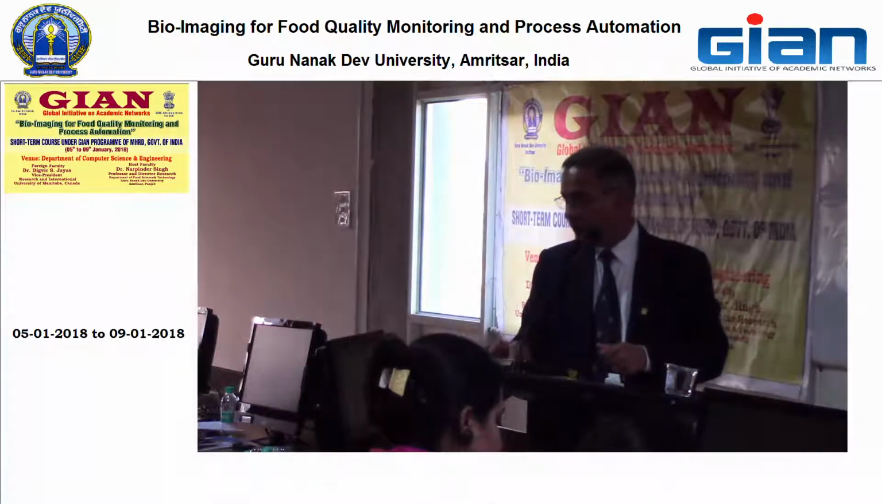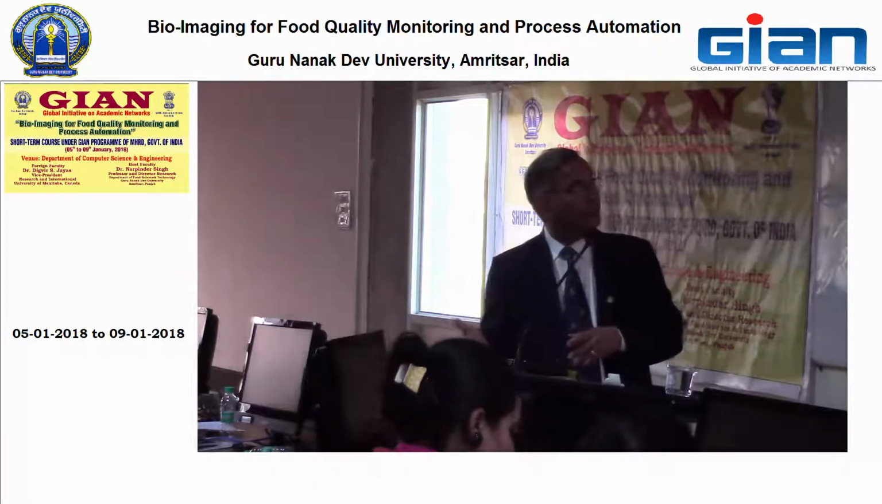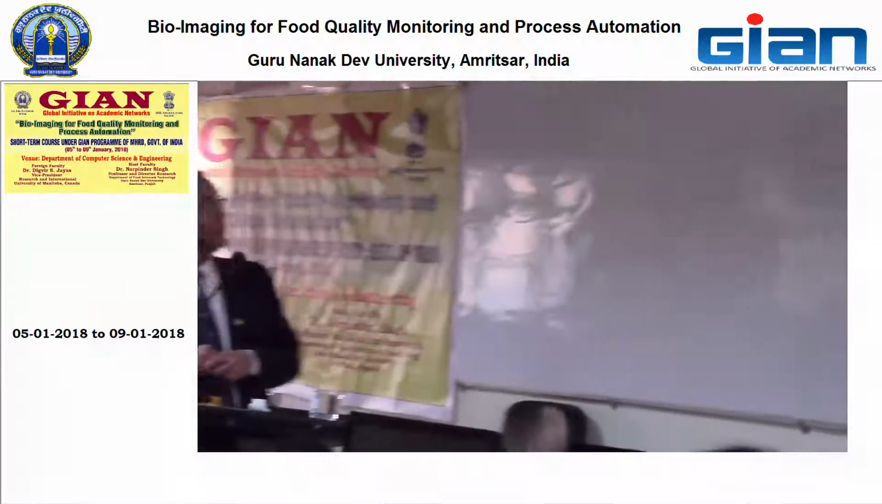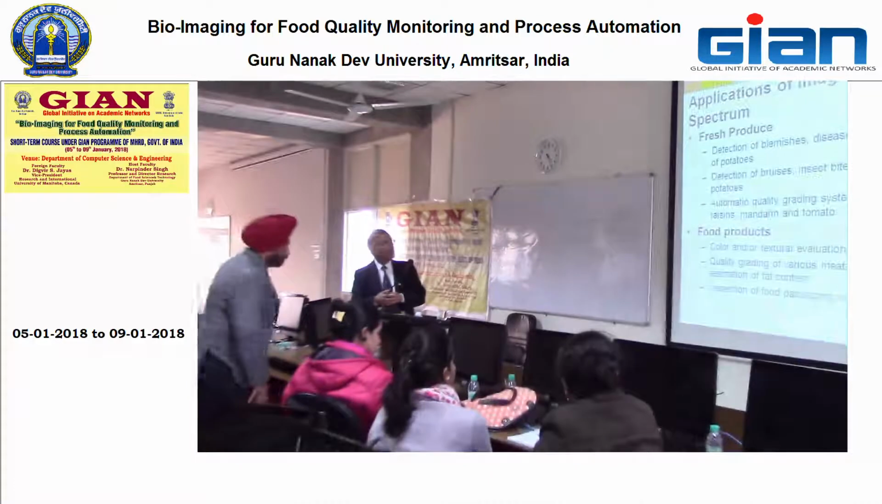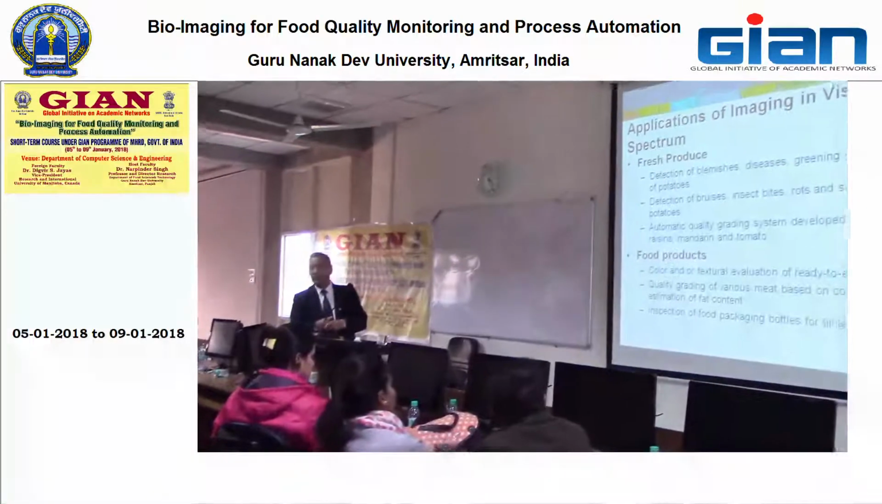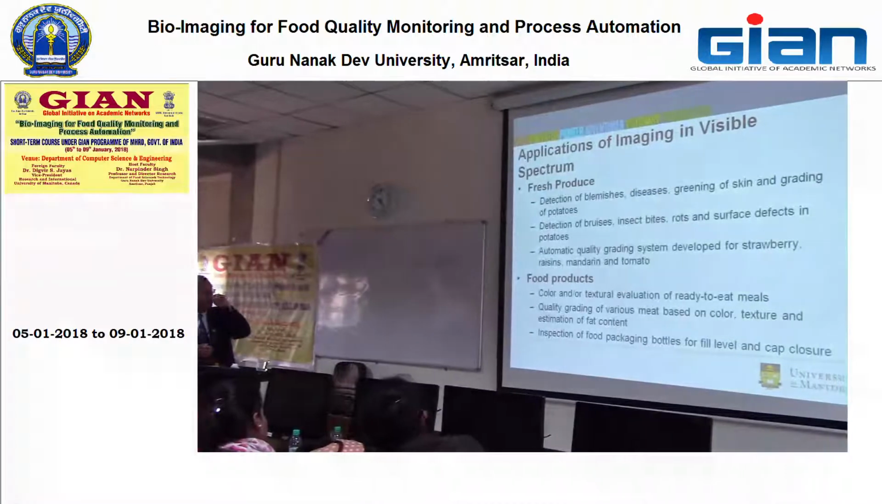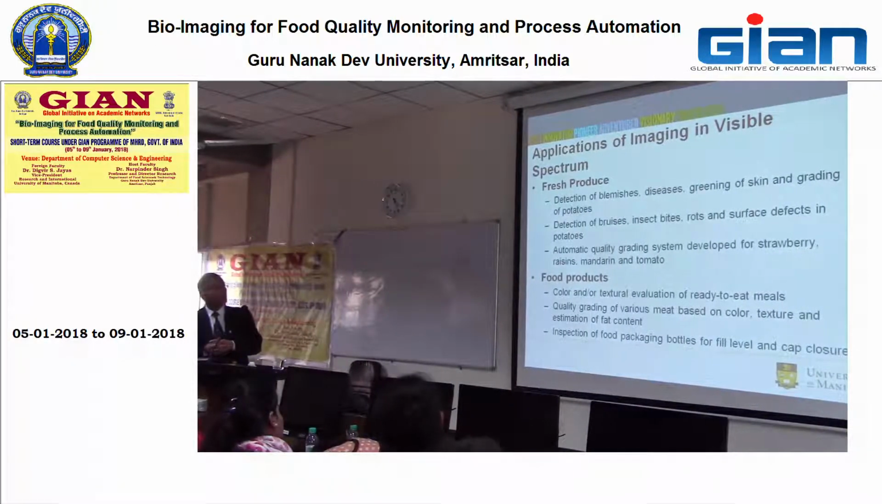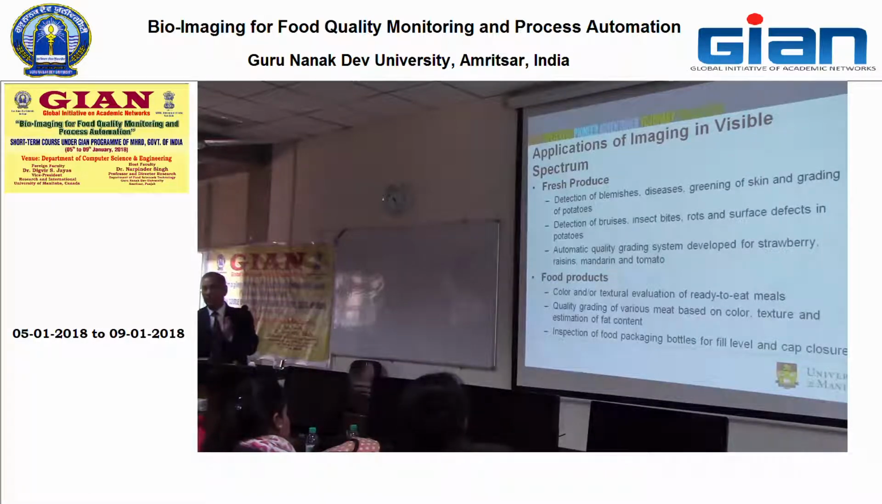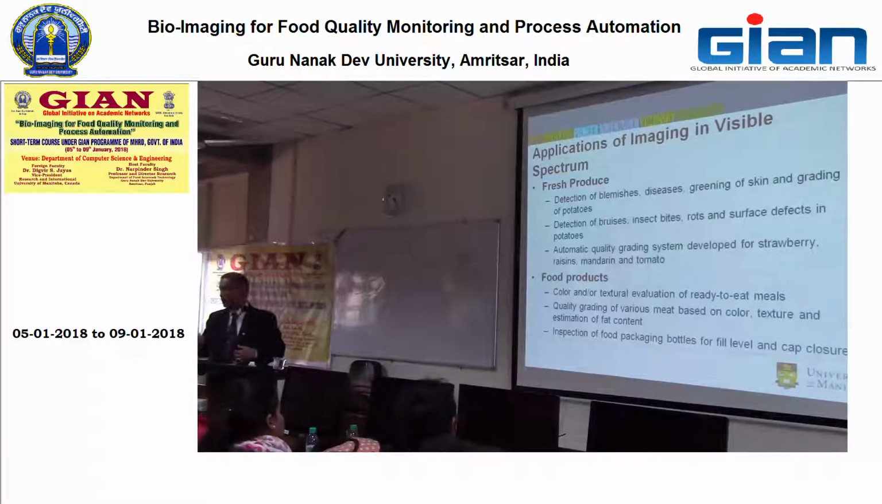Okay. For fresh produce, in the visible spectrum, it can be done for detection of blemishes, disease, greening of skin, grading of potatoes, detection of bruises, insect bites, rots, and surface defects in the potatoes. Automatic quality grading systems have been developed for strawberry, raisins, mandarin, and tomatoes. So these are all done in the visible spectrum. And when I say visible, it's basically using your camera, which we nowadays carry in our handheld devices. Those cameras are almost as powerful as cameras from 10 years ago that you would buy specifically for research purposes.